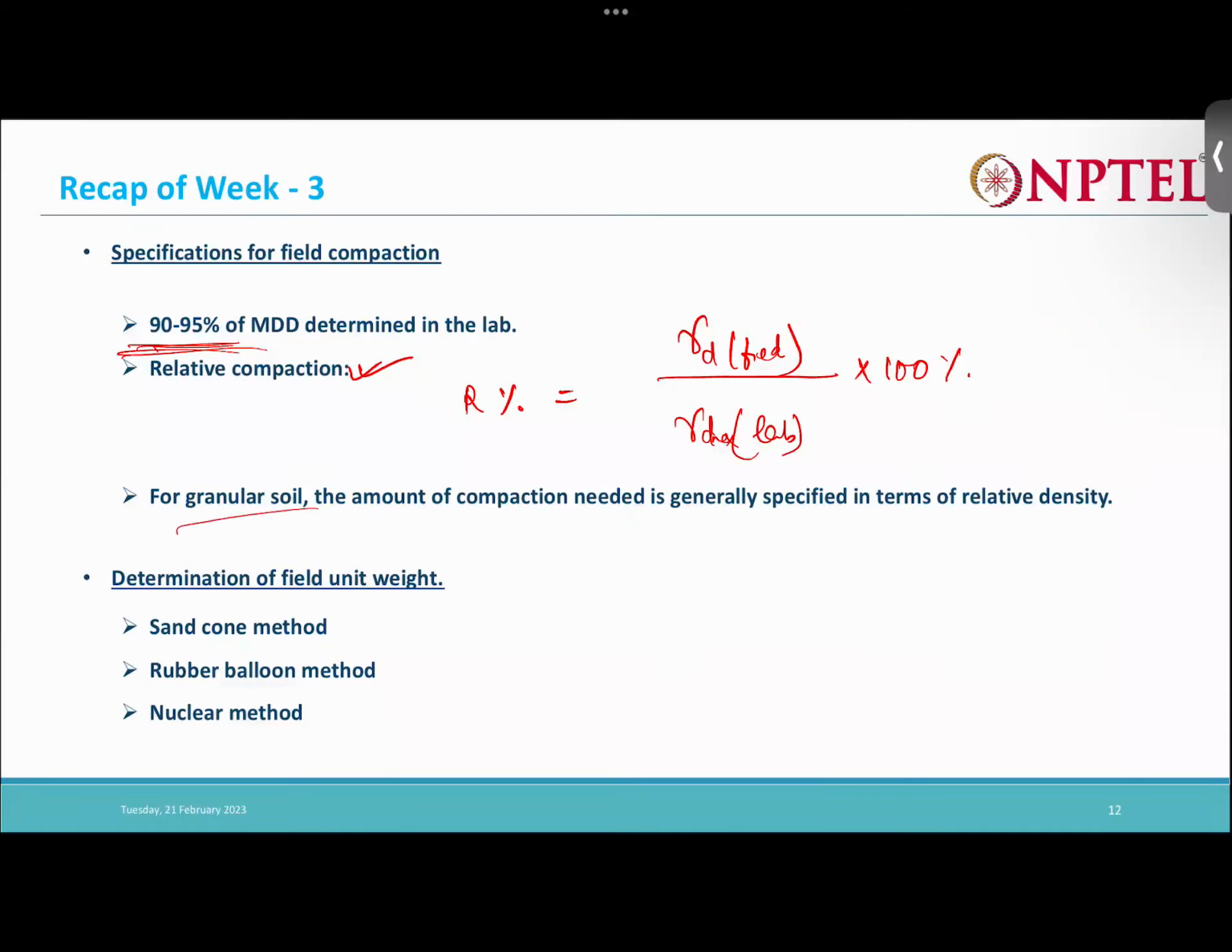For granular soil, the amount of compaction is generally represented in terms of relative density. So generally, relative density is used to specify the amount of compaction that is needed for a granular soil. This is for sandy or gravelly kinds of soil. So can you tell me what is the formula for relative density?